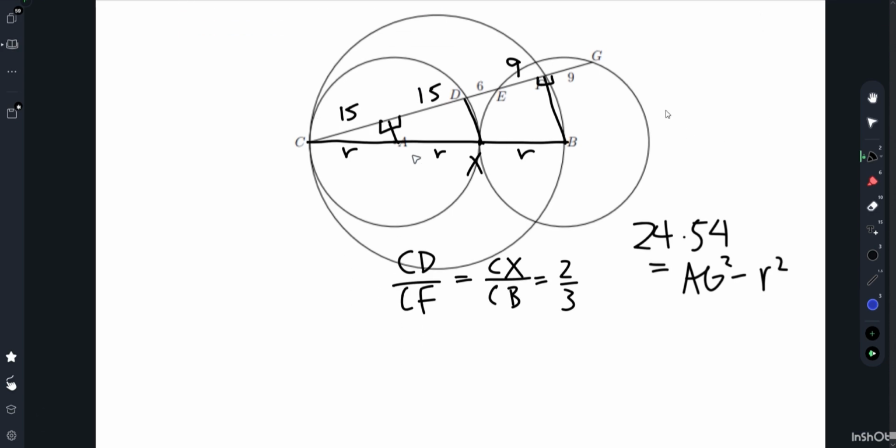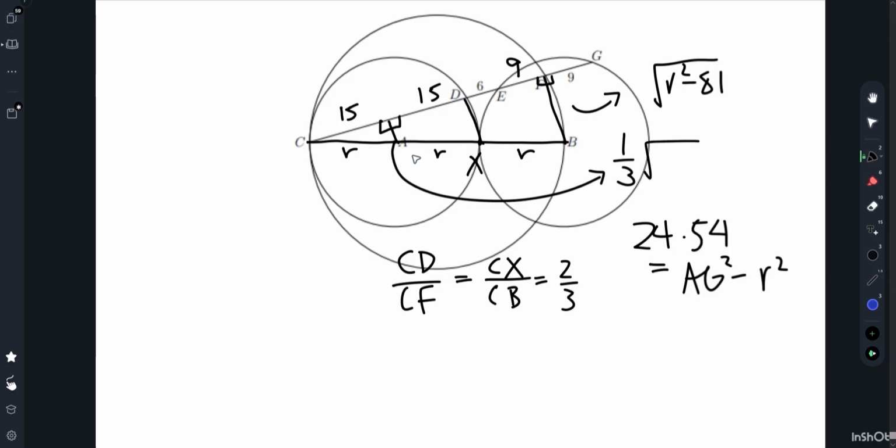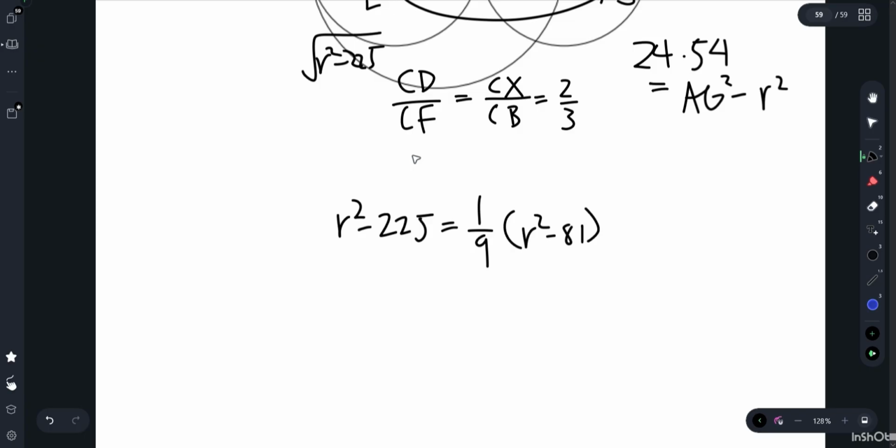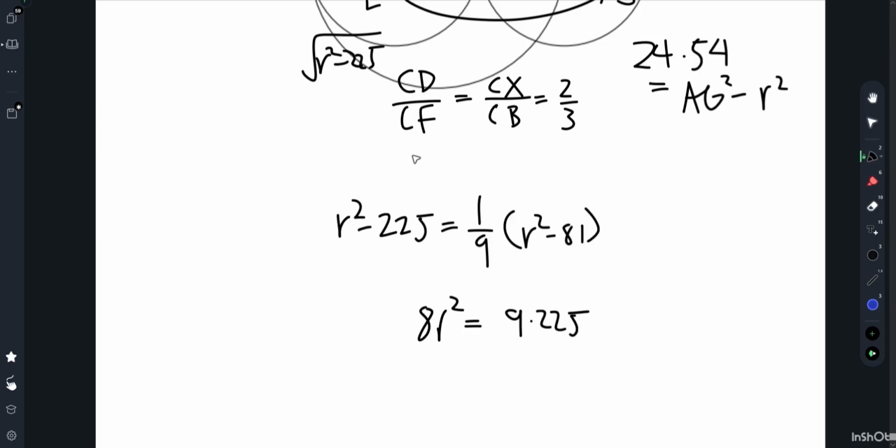Anyways, now we know that BF is going to equal the square root of R squared minus 81 by the Pythagorean theorem. And so that means that this is going to equal 1/3 of the square root of R squared minus 81. But this is also equal to the square root of R squared minus 225. And so now we have another equation for R, which is R squared minus 225 is equal to 1/9 of R squared minus 81. This gives us 8R squared is equal to 9 times 225 minus 81.